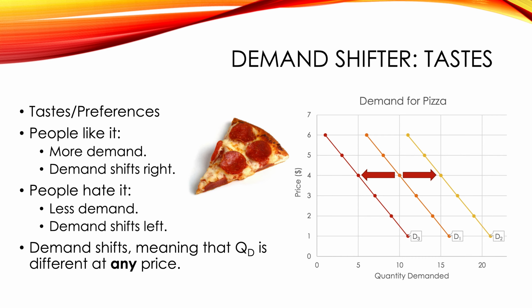The key thing to remember though, when demand is shifting, that means quantity demanded is different, not just at one price, but at all prices. So if you look at the quantity demanded on the red demand curve, D3 for instance, you'll notice that at any given price, the quantity demanded on that red one is lower than on the orange one. And any given quantity demanded on the orange one is lower than the yellow one at that same price. So what we're looking at here is a decrease or an increase in quantity demanded at any given price. All right, let's move on to the next one.